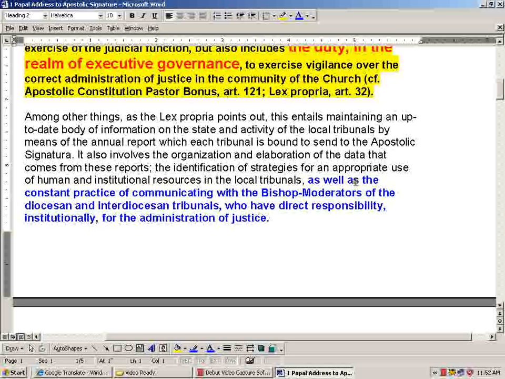As well as the constant practice of communicating with the bishop moderators of the diocesan and interdiocesan tribunals who have direct responsibility institutionally for the administration of justice. So there are these bishop moderators of the diocesan and interdiocesan tribunals. Now, as you can see, we're using lowercase diocesan and so forth, so it doesn't necessarily have to be a Catholic diocese. What does diocesan stand for? Right? It's a common noun they're using.